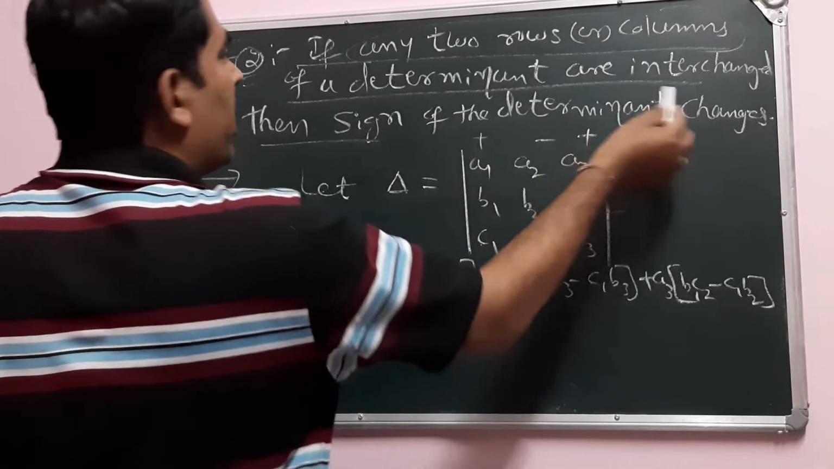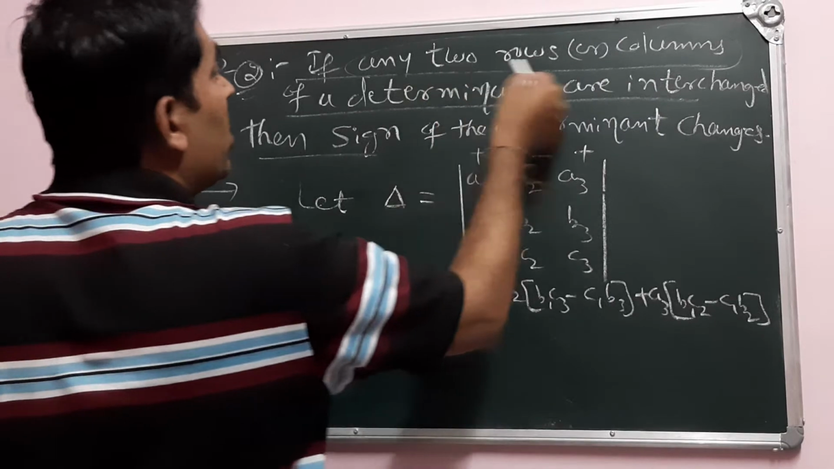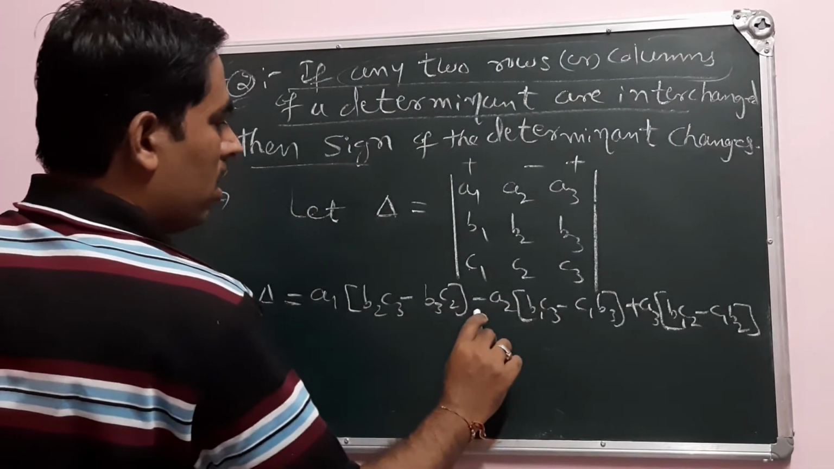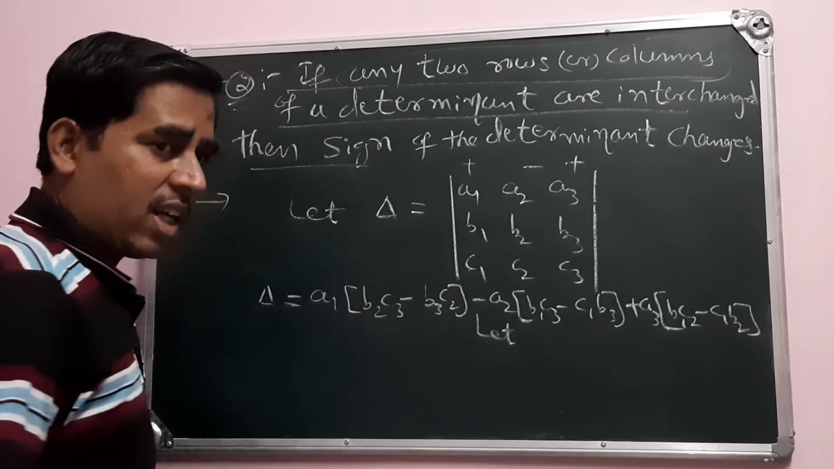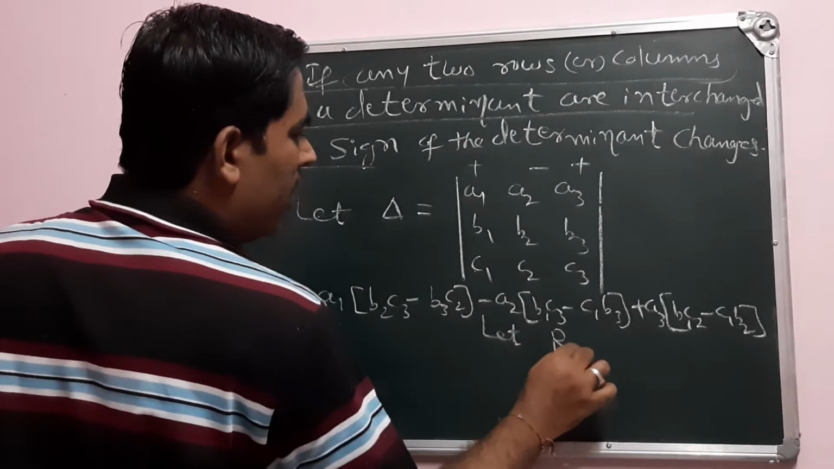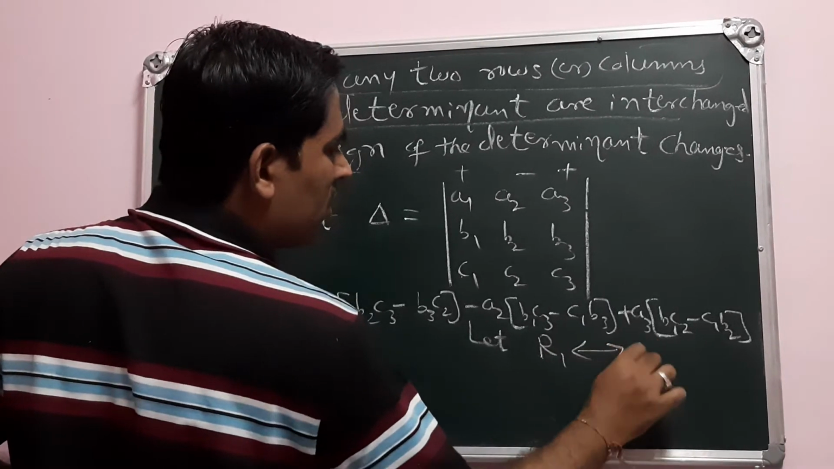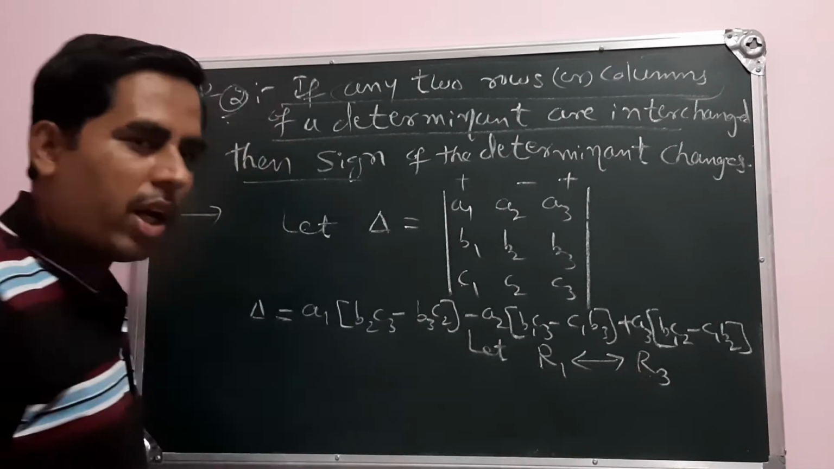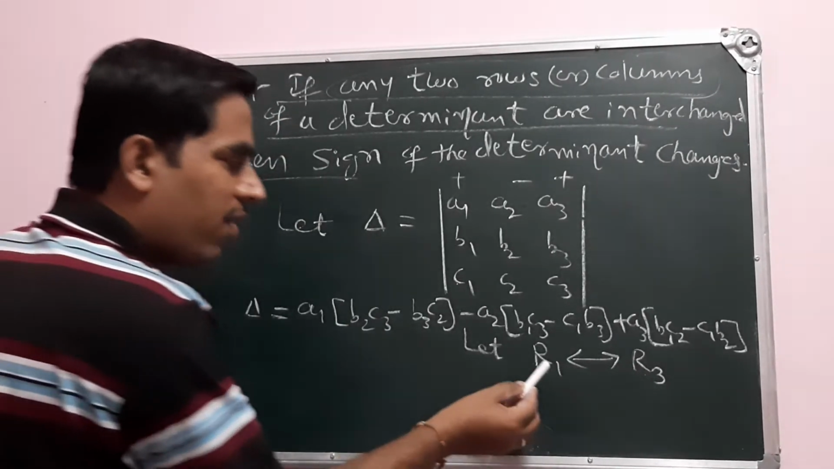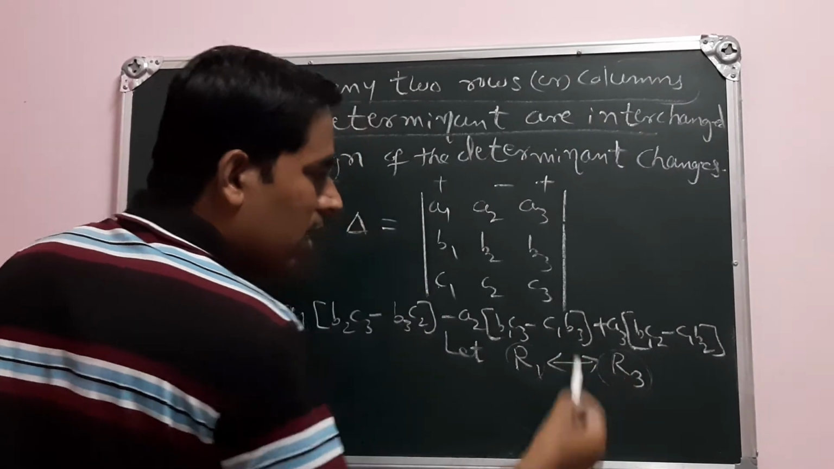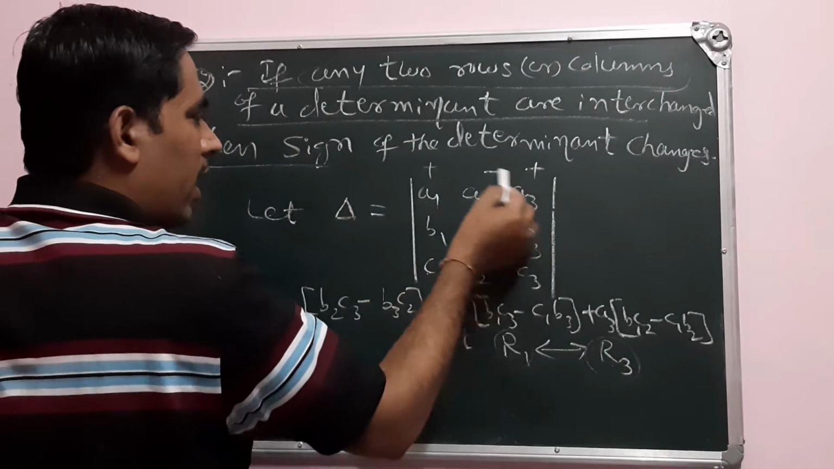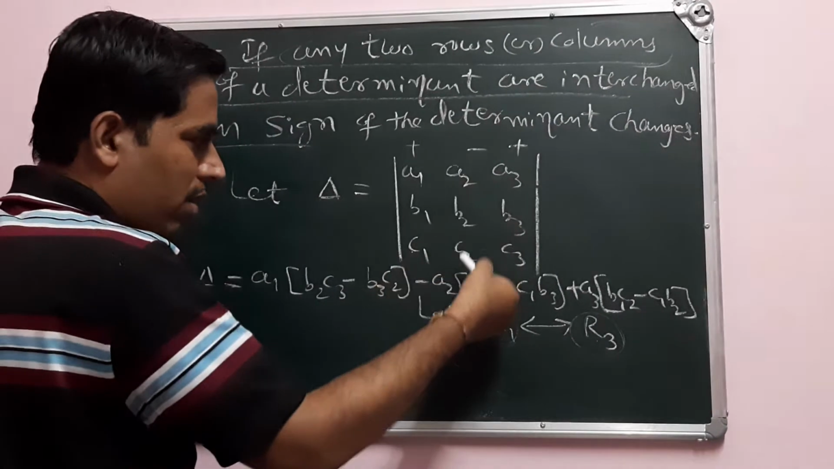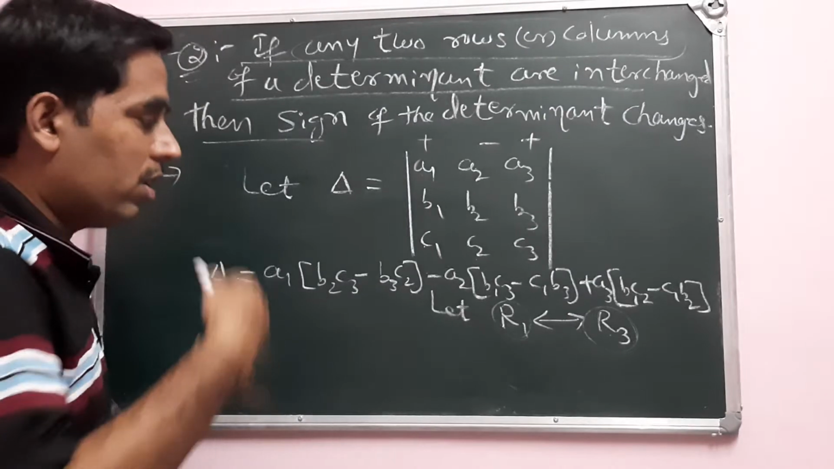Okay, so what I will do here is, if any two rows or columns are interchanged, let us see the meaning. Let us interchange any two rows or columns. I will write this symbolically here. I will interchange first row and second row. You can interchange any two rows or columns. If I interchange first row and third row, that means this row replaces the first row and the first row replaces the third row. Then I will get the determinant.